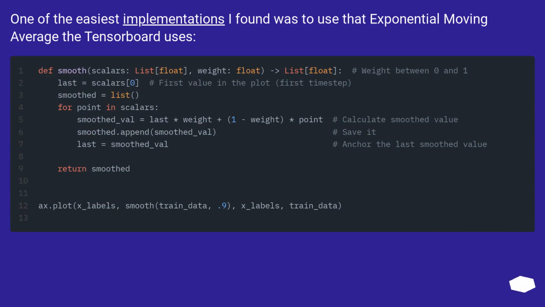One of the easiest implementations I found was to use that exponential moving average the TensorBoard uses.